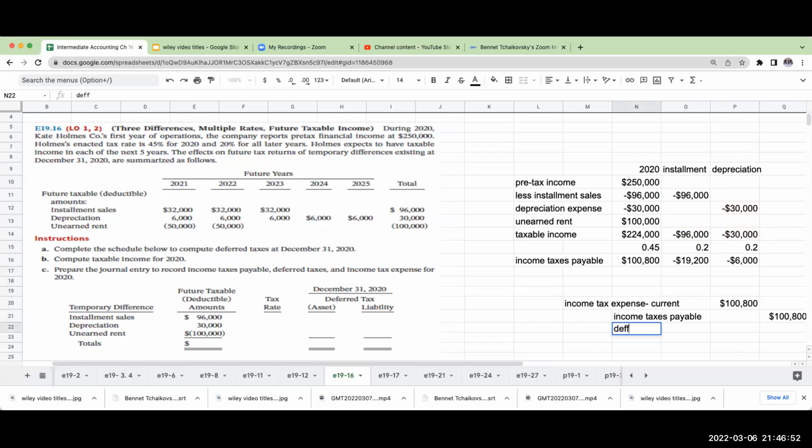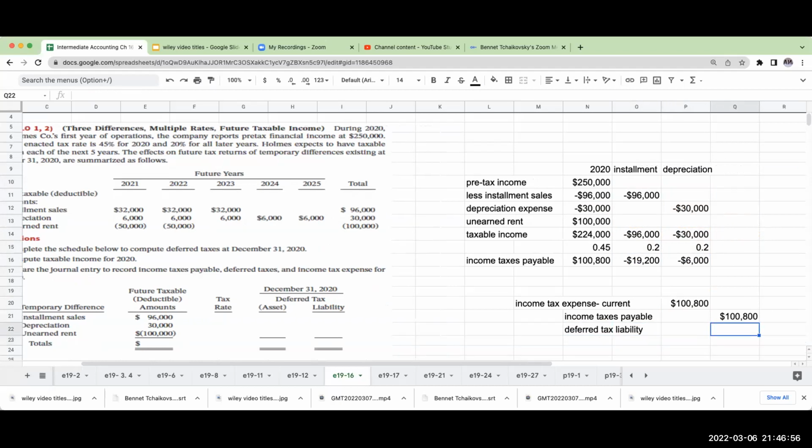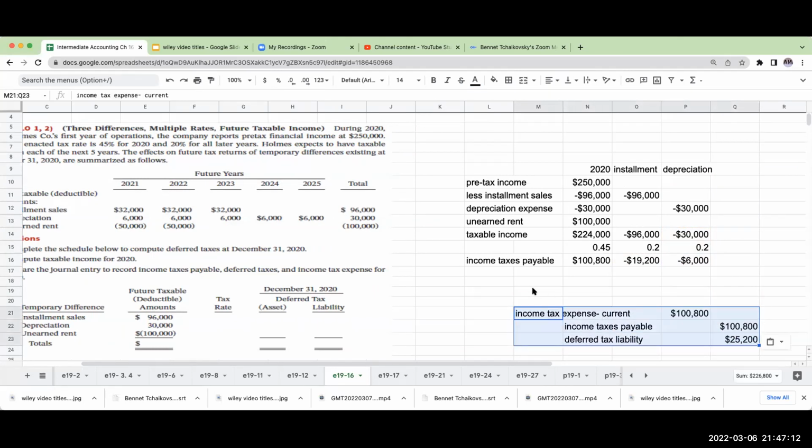So my deferred tax liability is going to be $19,200 plus the $6,000, or $25,200. Now, that's a deferred tax liability. I'm taking the deduction now, but I'm going to have to pay for it later. Sounds like candy, now and later. I didn't do that. That's my dad joke for the night.